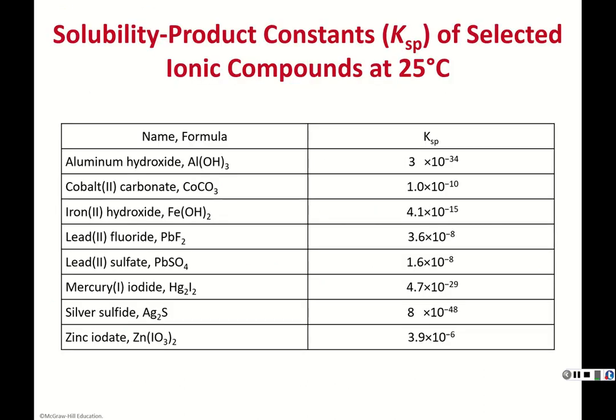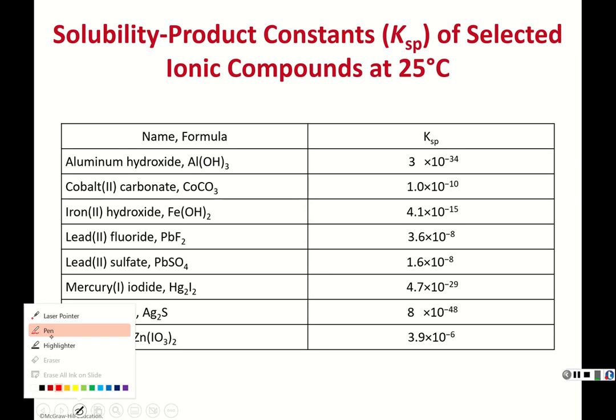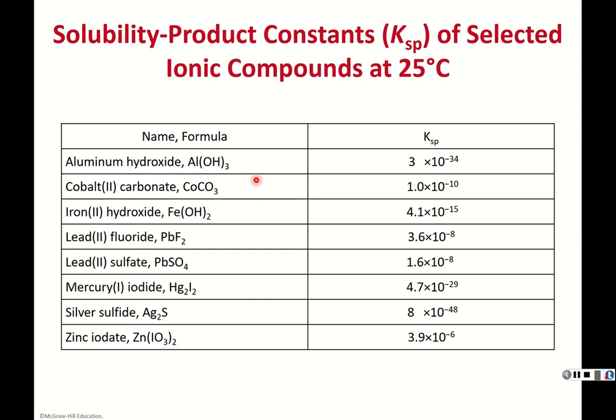Okay, so here's a table of some of the KSP values for some of these compounds. You don't have to memorize these, but you can see how great a difference there is in some of these. Something like aluminum hydroxide is very insoluble. KSP is 3 times 10 to the minus 34. Then something like zinc iodate has a KSP of 3.9 times 10 to the minus 6. So that's a big spread. And then silver sulfide is even less soluble, right? 8 times 10 to the minus 48. So the range in these KSPs can be quite high.